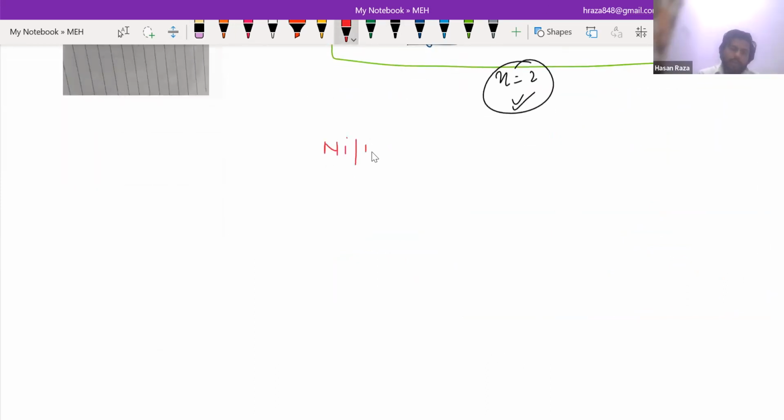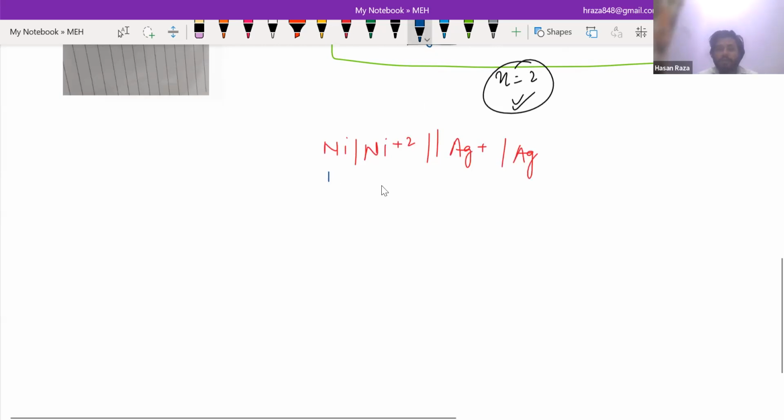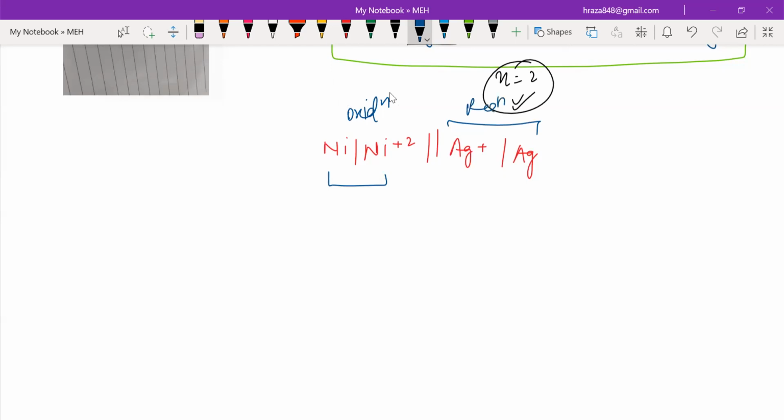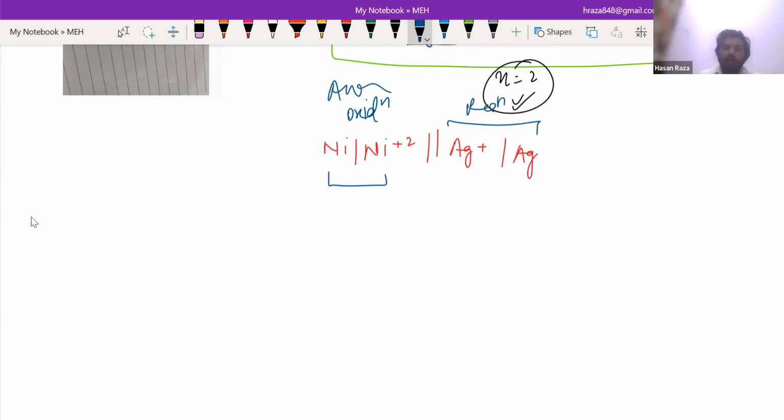Now I'm going to tell you again how to write it. This was my question: Ni plus 2 slash Ag plus slash Ag, right? Now, how are you going to write a reaction? It's very important. This is your oxidation part, as I already told you, right? Oxidation, and this is your reduction part. This is your anode, and this is your cathode. So you are going to write the oxidation half reaction first.